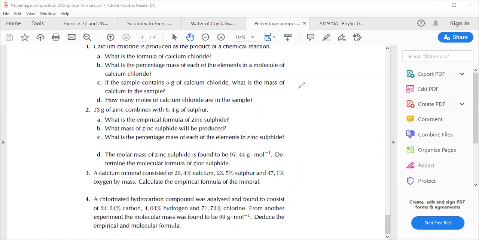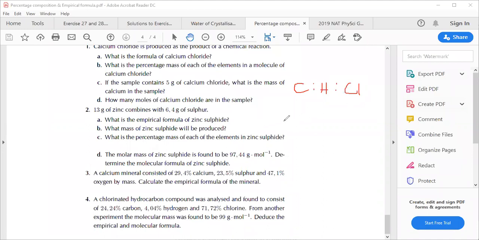So what are you going to do? You're just going to start with the ratio. The ratio is going to be C for carbon, then you've got hydrogen, then you've got chlorine, Cl. Then you divide the percentages by their molar masses.